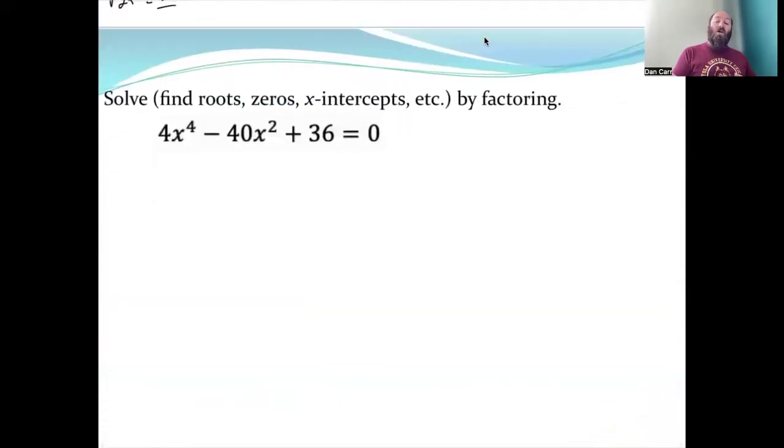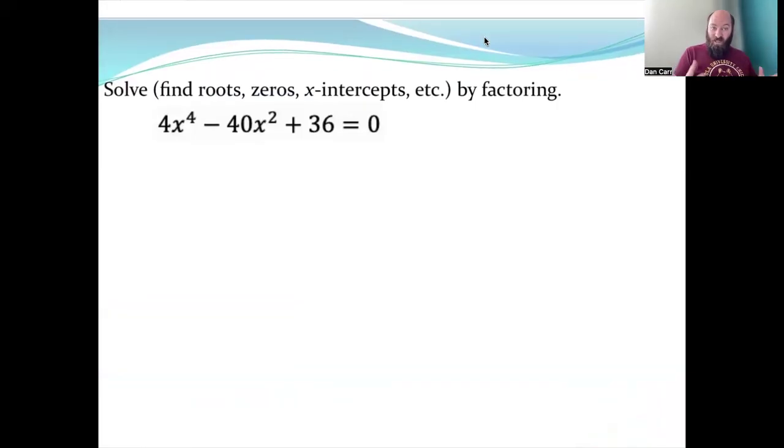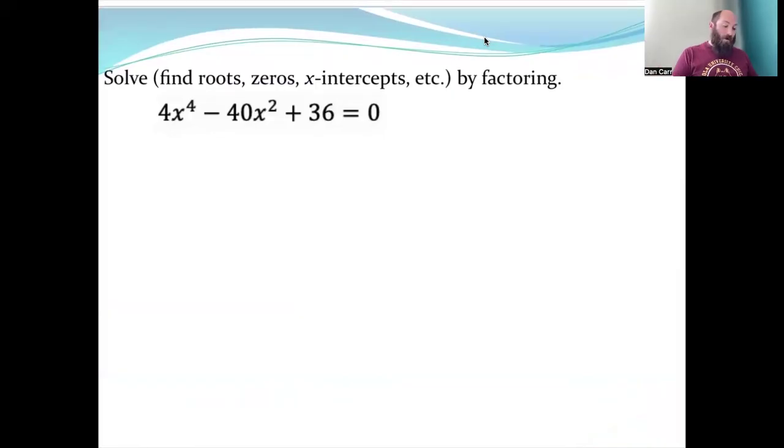With polynomials, we're just going to do it, but with a higher degree. So we've got some interesting things going on here. This is one strategy here: find all roots, zeros, x-intercepts, etc. by factoring. So now we have it up to the 4th power, but there's a few things that we're going to do to make this easier. First thing is, I'm going to divide everything here by a 4. It makes it smaller and easier to work with.